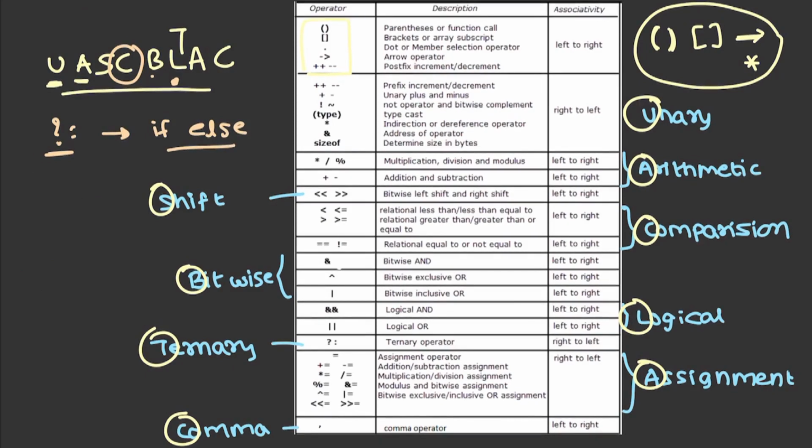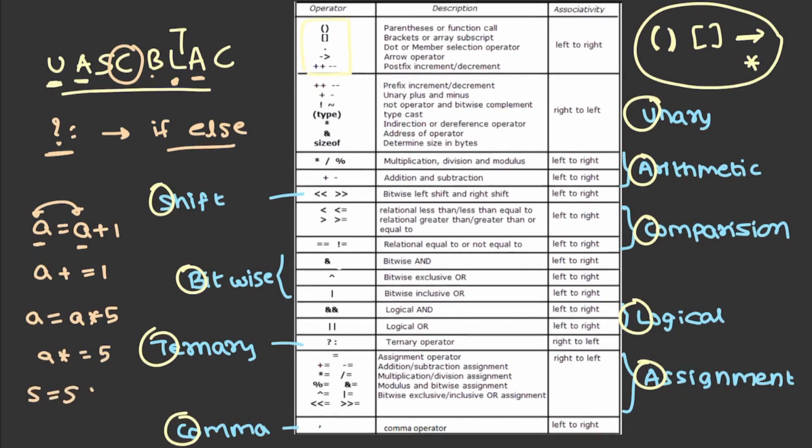Now after this, we have the assignment operators. Suppose for example we have A = A + 1. It can be written as A += 1. When both of these operands are the same, we can skip writing it once more. Suppose for example A = A * 5. It can be written as A *= 5. S = S + 7 becomes S += 7. These are the assignment operators and all of them have the same priority. Finally, we have comma. Now, these are all the operators.